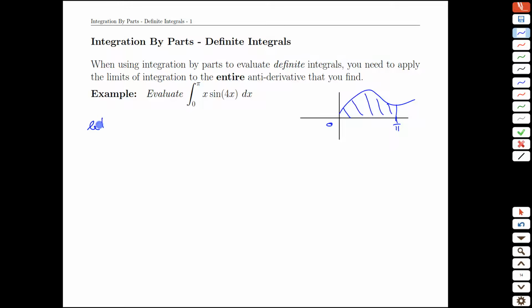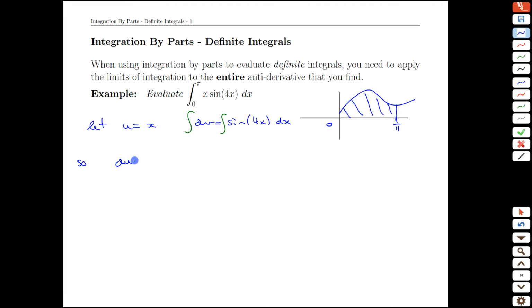Let's work through this example. We've seen other examples with this kind of flavor of x times a trig function, so we'll go straight to what we've seen is fairly effective. We choose u to be x because we can differentiate it and the x will go away. And the sine of 4x we can certainly integrate and it doesn't get any more complicated.